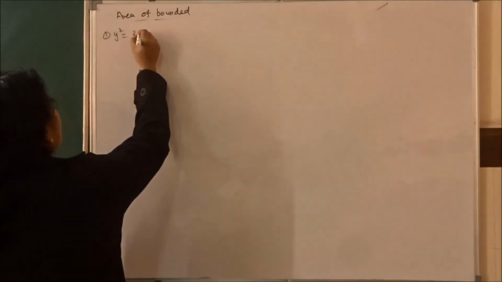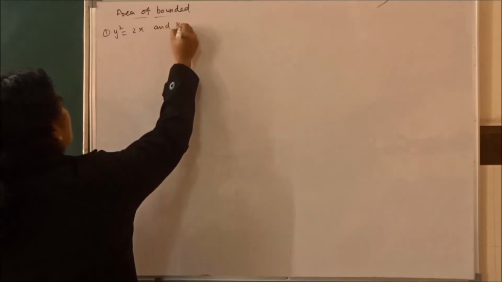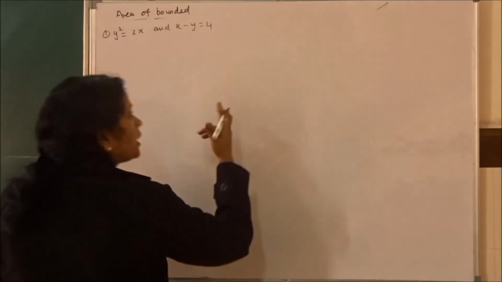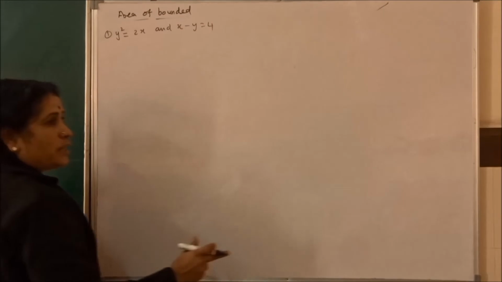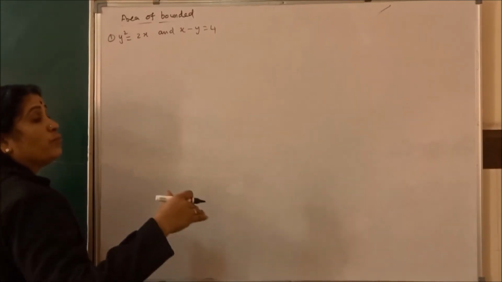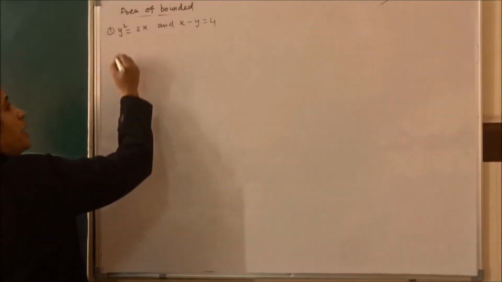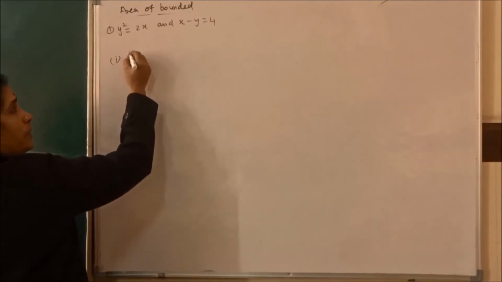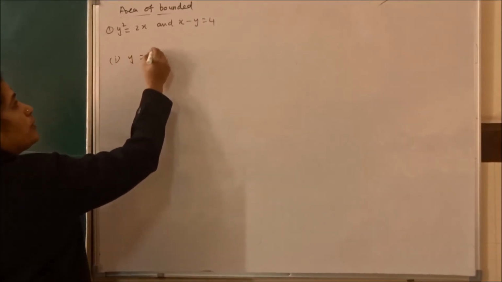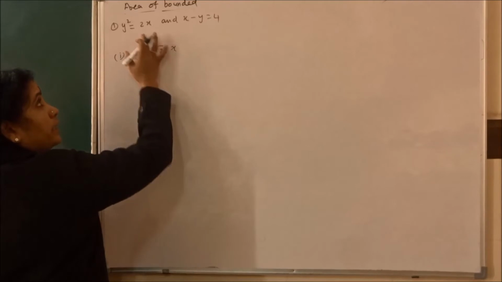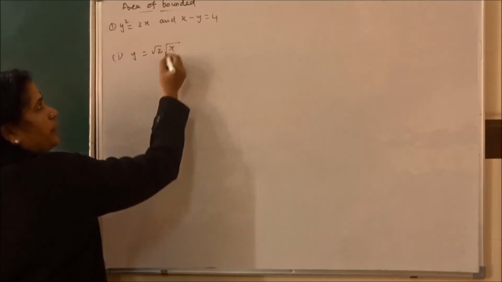y square equal to 2x and x minus y equal to 4. This is also the same kind of question, where one is a parabola and another one is a line. Now see what type of diagram you are getting. Now step number 1, y equal to something, am I correct? Now y equal to what you will get, root 2x.